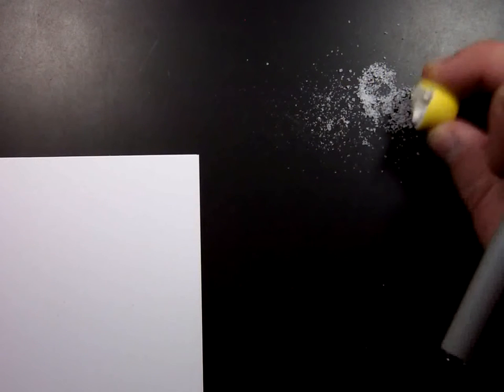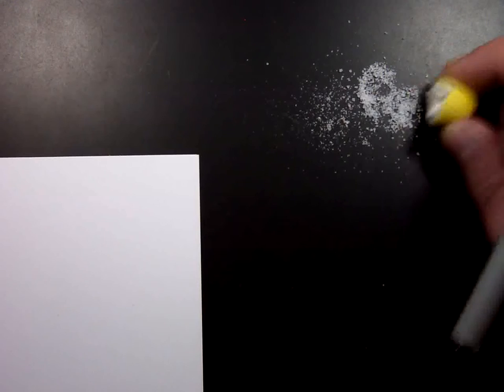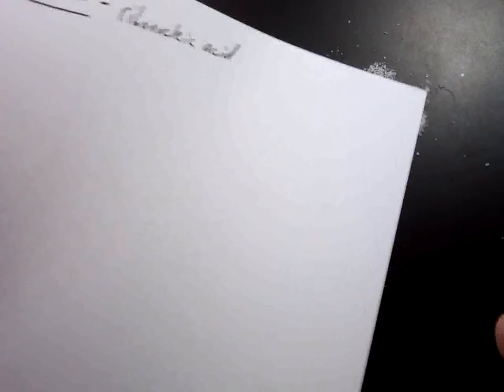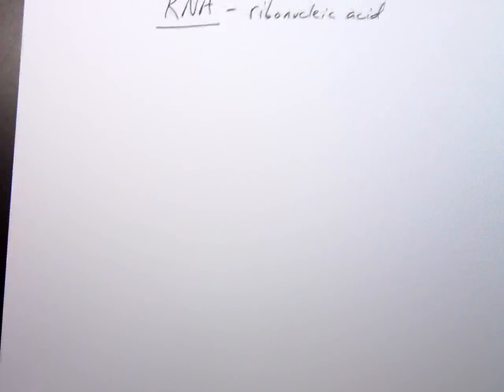This is also an acid. This is citric acid. That's making my tongue cry right now. Okay? This stuff right here gives off hydrogen ions, just like RNA gives off hydrogen ions, and that's why it's considered an acid. All right. Here we go.